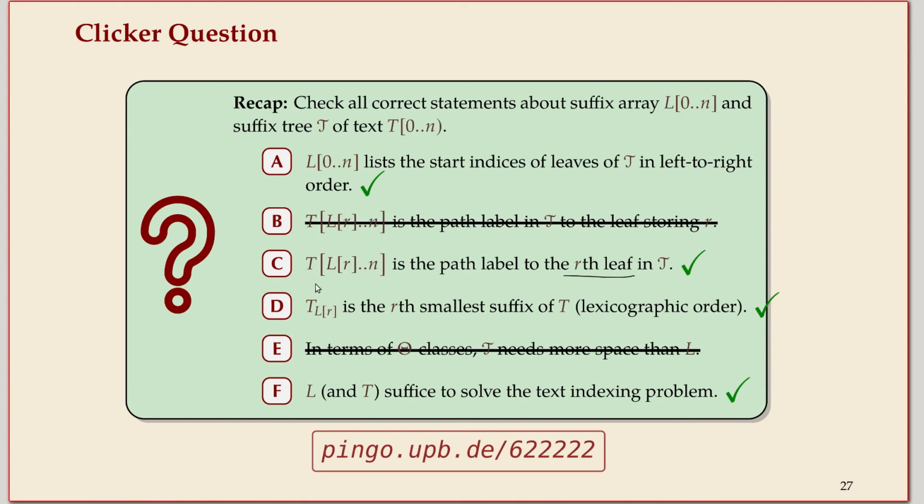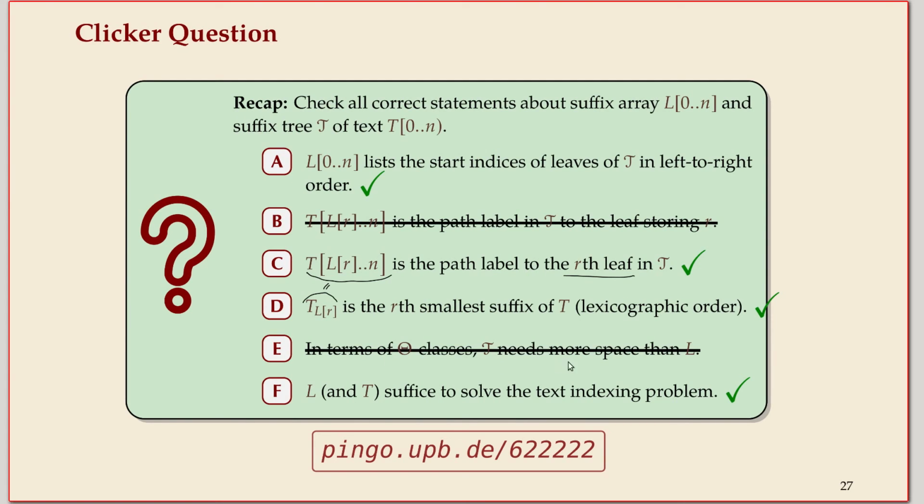Then this and this are two different ways of writing the same thing. It's a notation I introduced at the beginning of the unit, saying T subscript i is the suffix that starts at position i. Sometimes it's convenient to have this more readable version, which is what it really means. So this is the rth smallest suffix in lexicographic order. That's also true, and it's an alternative definition of the suffix array.